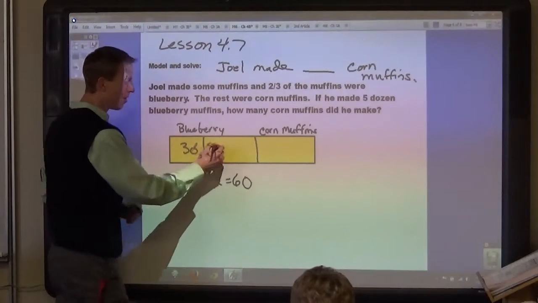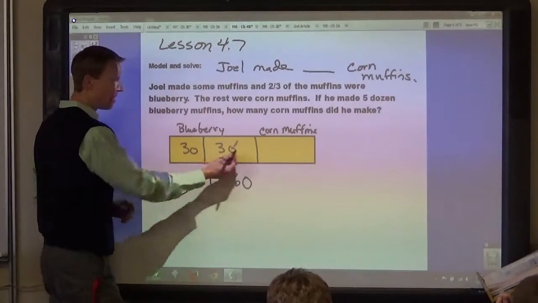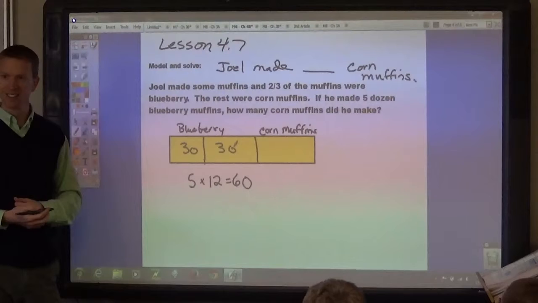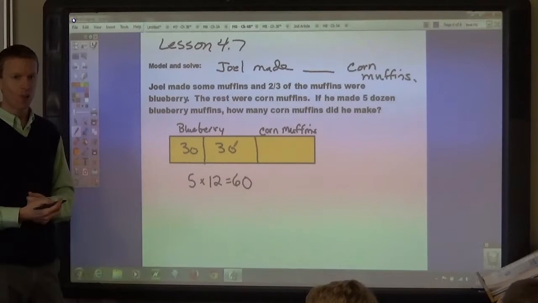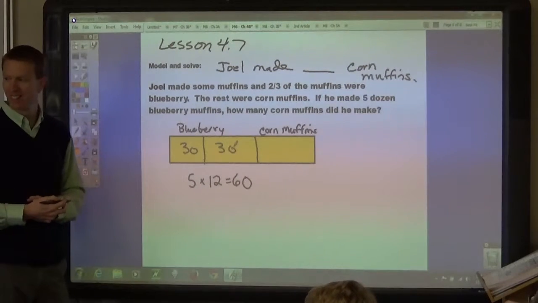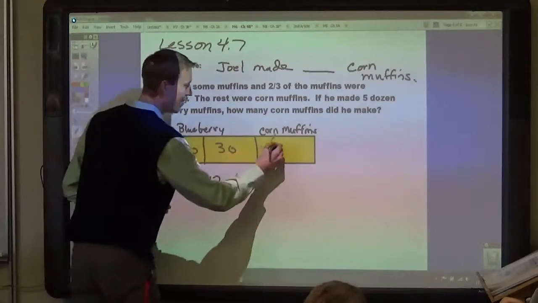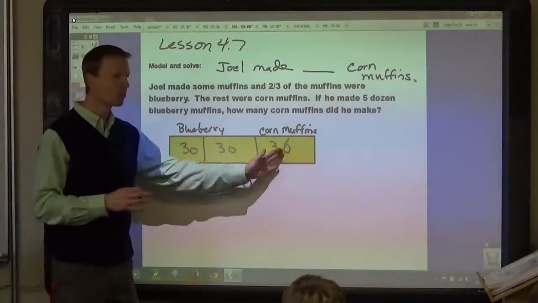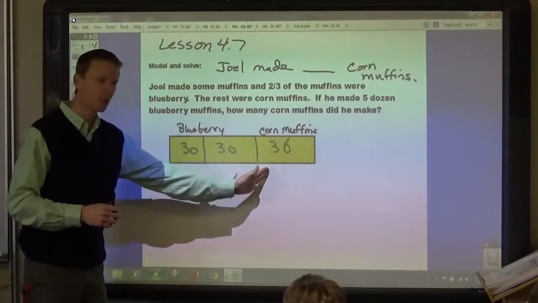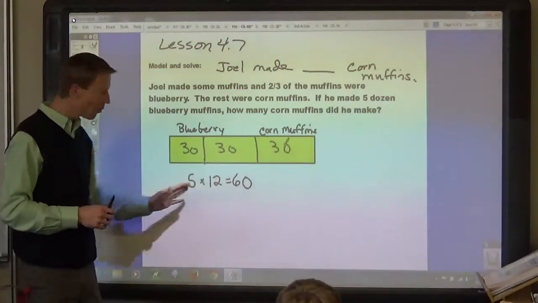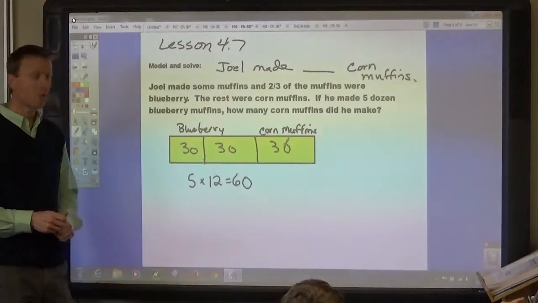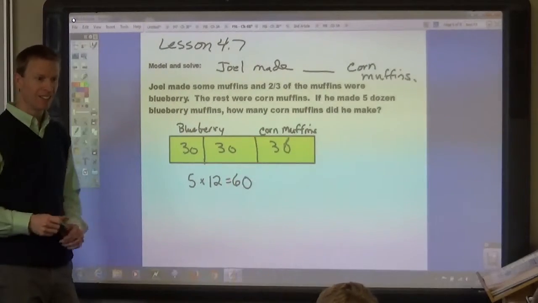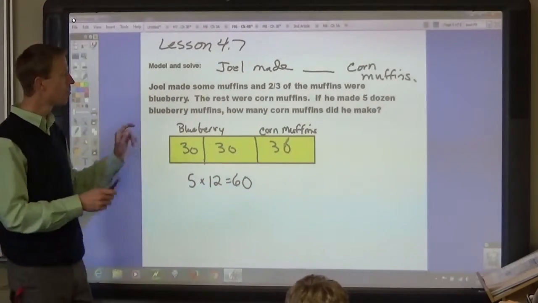So if 2/3 equals 60 blueberry, how many corn muffins did he make? 30. Right. A very simple answer to find if you draw it out. You find out what you're looking for. How many total muffins did he make? 90. Now let's see if this makes sense.